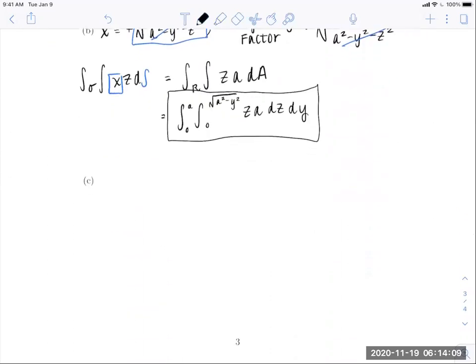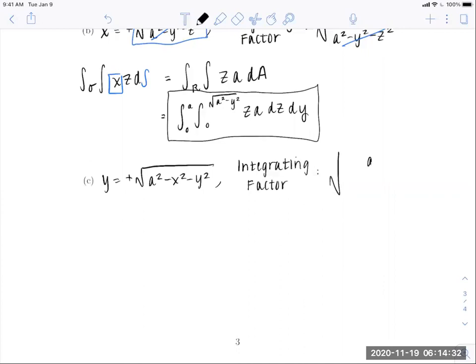So in part C, I'm going to solve for y, again taking the positive square root because of our restriction of the first octant. And again, our integrating factor is going to be very similar, so I won't go through and reinvent the wheel. I'll just write it out here. I'm going to have an a squared on top. On bottom, I have a squared minus x squared minus z squared since we have solved for y.